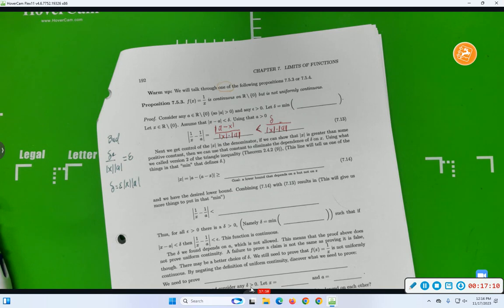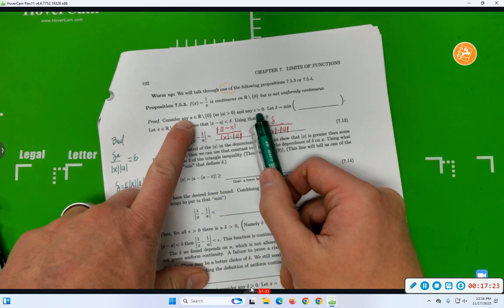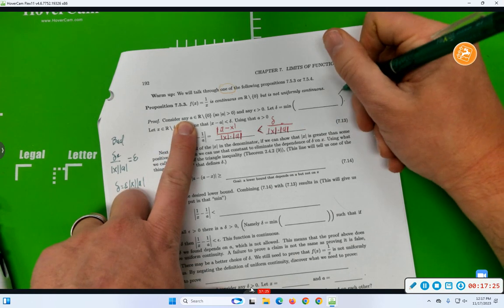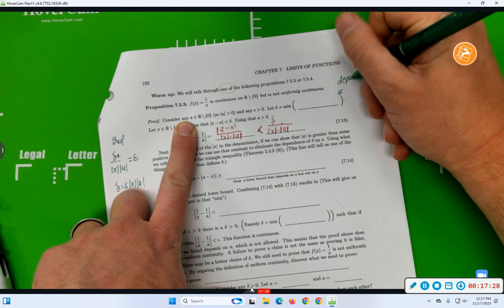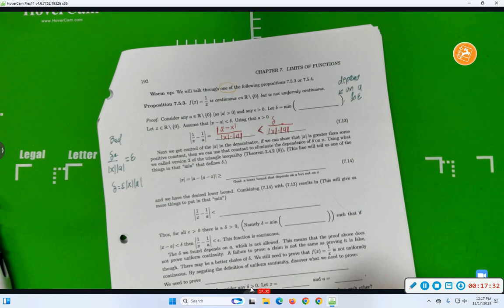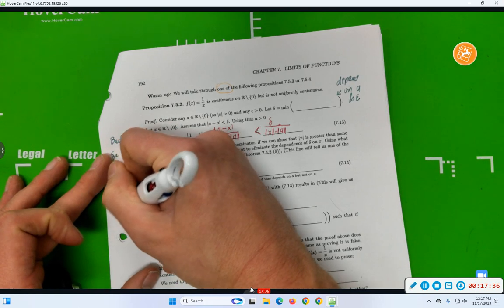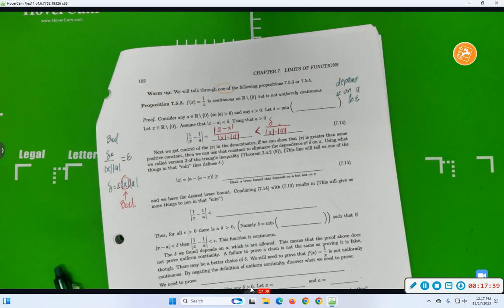Is anything wrong with just using that as our delta? What's wrong with it? There's an x in there. Delta can't depend on x. Consider any a in the domain, any epsilon bigger than 0. This delta is allowed to depend on a and on epsilon, not on x. That's bad. So, what do we need to do?